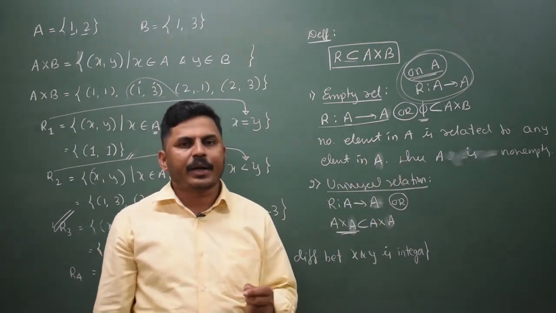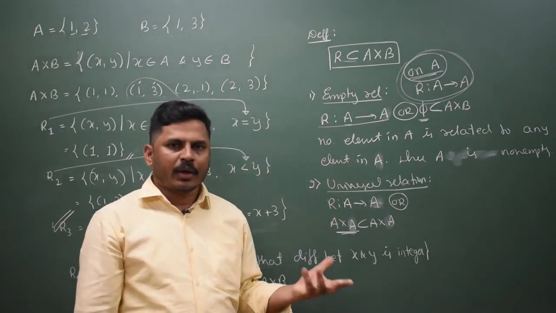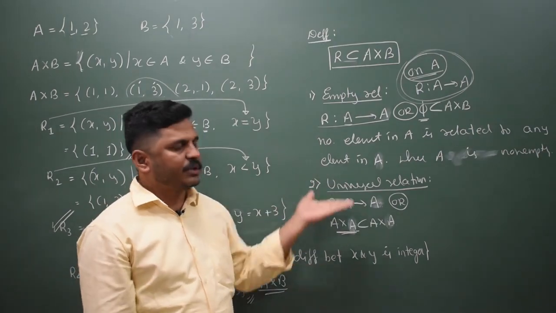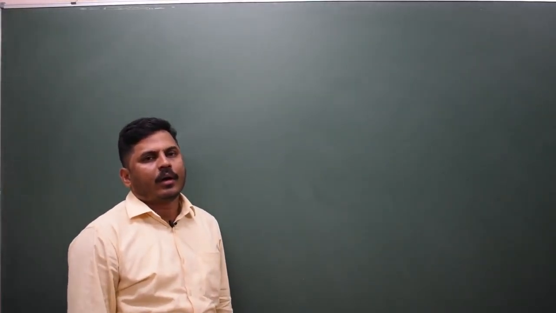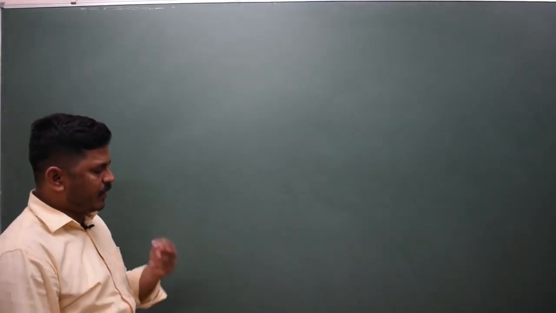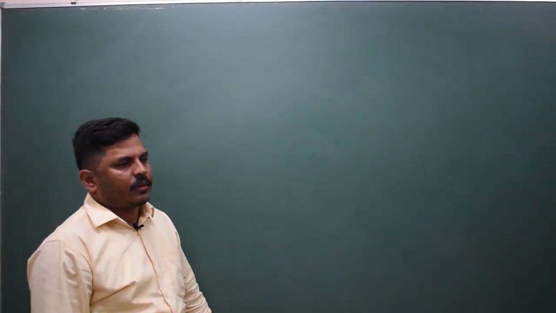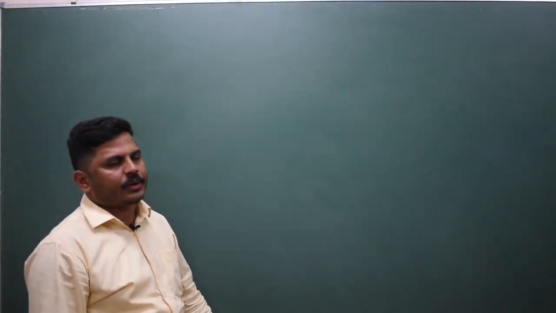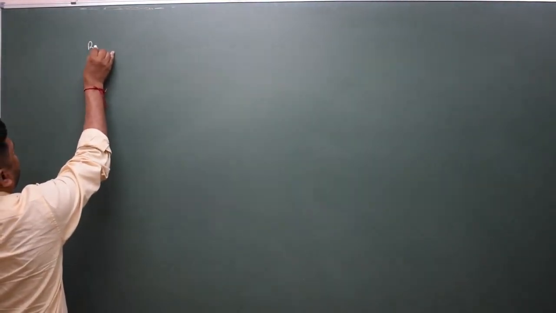So, this is regarding the basic definition and basic concept of relation and two types of relation, that is, empty relation and universal relation. The next is types of relation. In that, the basic two relations I explained, empty relation and universal relation. The next is reflexive relation.